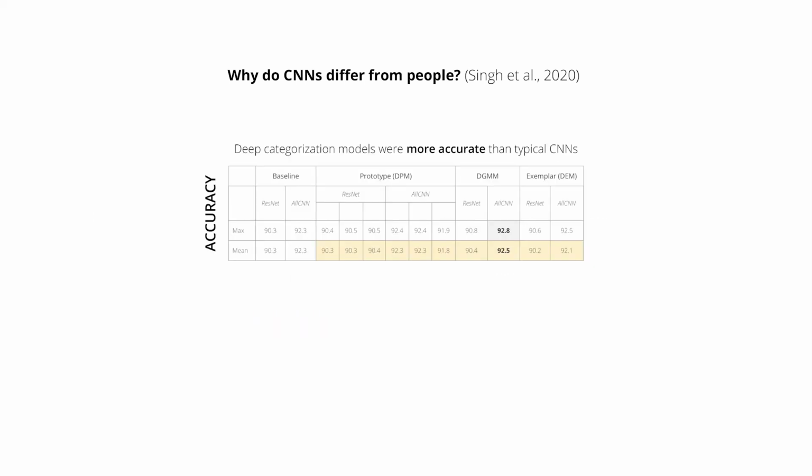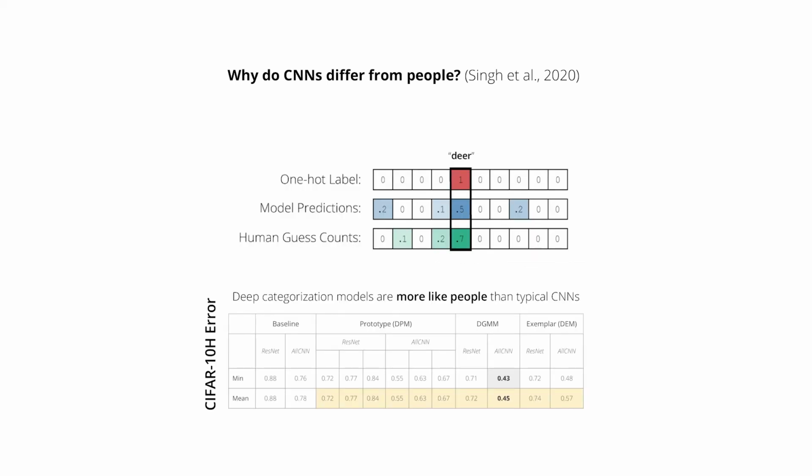So looking at the basic results, we found that cognitively inspired CNNs obtain better classification accuracy than typical networks in almost all cases. Further, we compared the pattern of uncertainty from human response proportions in our CIFAR10H dataset, which were unseen by the model during training, to the outputs of the trained network, using cross-entropy as our error metric. And we found that all cognitively inspired CNNs, those with prototypes, those with exemplars, and everything in between, had better intrinsic fit to human behavior than typical CNNs.